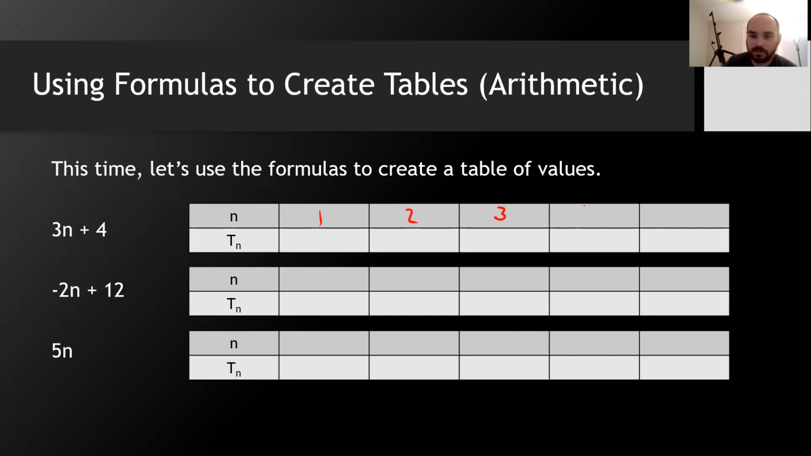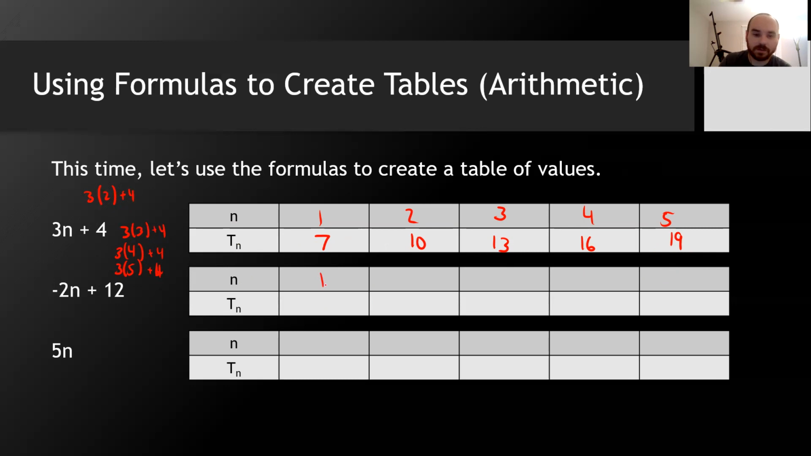2, 3, 4, 5. We just calculated this one out to be 7. So then we plug in 2 for n. We have 3 times 2, which is 6, plus 4. It's 10. Then we do 3 times 3 plus 4. 3 times 3 is 9 plus 4. That's 13. 3 times 4 plus 4. That's 12 plus 4, 16. And 3 times 5 plus 4. That's 15 plus 4, that's 19.